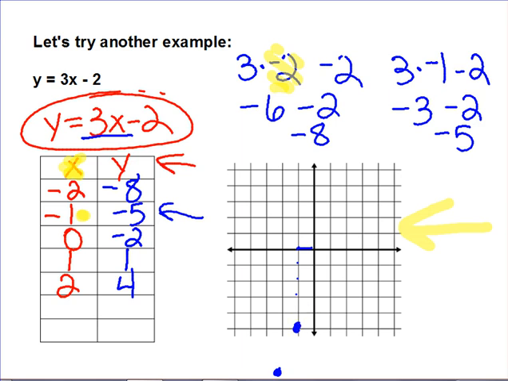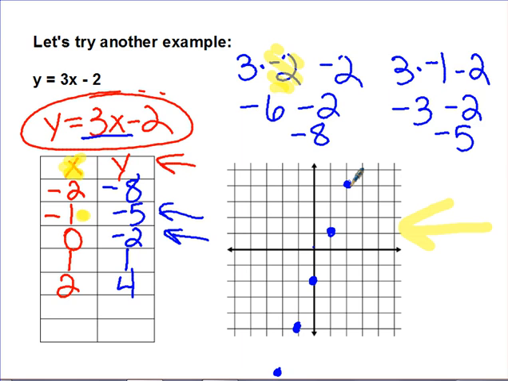Again, I don't want to make too many extra marks on my paper. The next point is 0, -2, which means I don't go to the right or the left, but I go down 2. Next point is 1, 1, over 1, up 1. And then the last one is 2, 4, over 2, up 4.